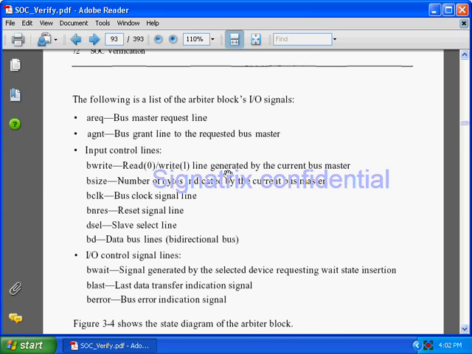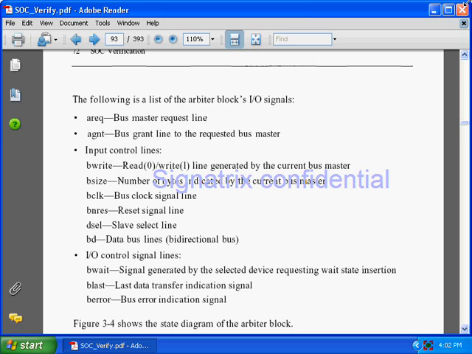Now we'll see one by one the pin description. What is the use of each pin? Request, we know that this signal is an input to the arbiter, and this signal is given by the masters who want to access the bus. Now grant is a signal that will act as an output signal from the arbiter. That output signal will tell the master that at this time you can access the bus.